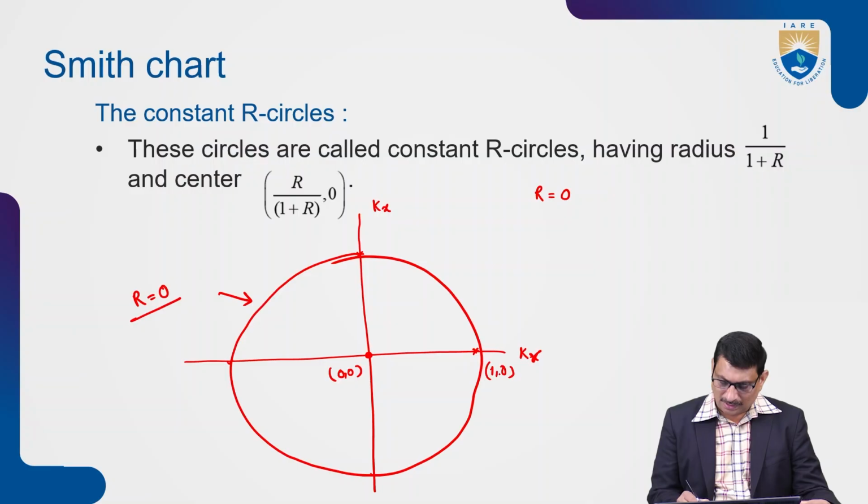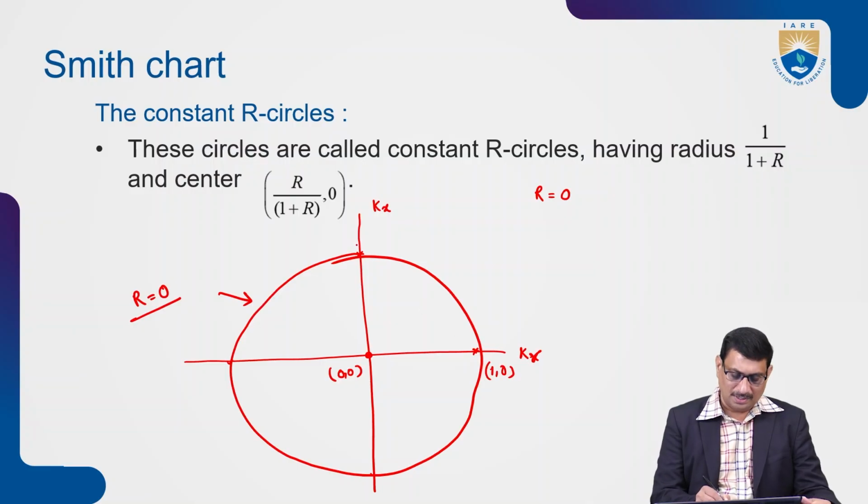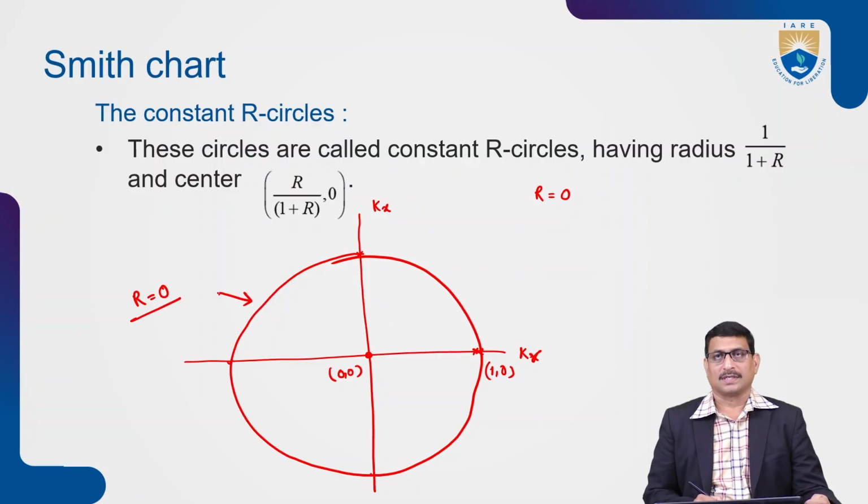This becomes 1 comma 0. This is 0 comma 1, and this is minus 1 comma 0, like that. So this is the r is equal to 0 circle, which passes through the point 1 comma 0 at the positive kr axis.